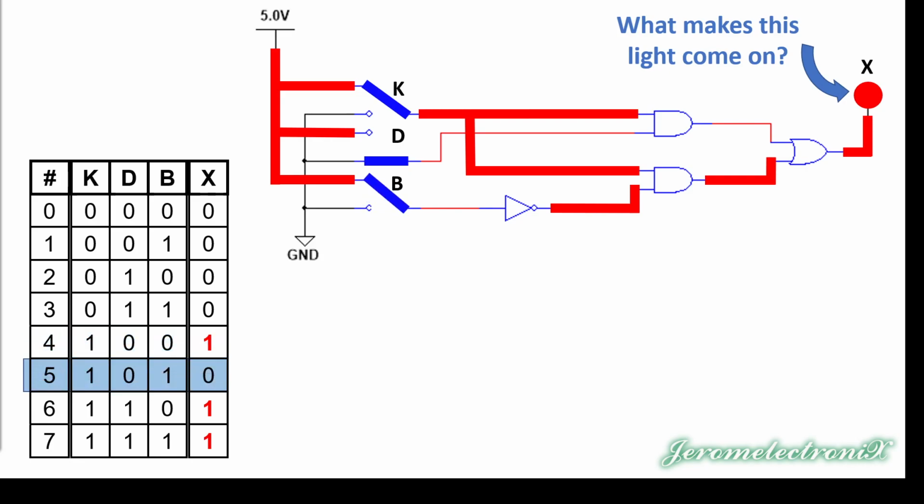Going to the next row. In this next row, we are actually turning B on and leaving K on.